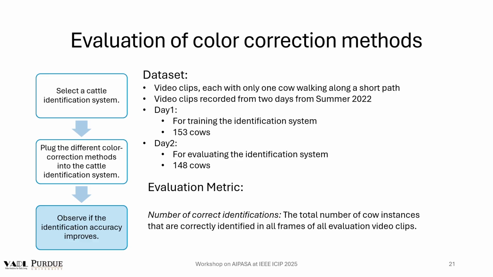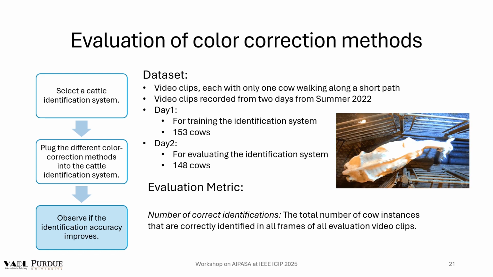We now discuss the dataset and evaluation metric that help us evaluate the color correction methods. The dataset has video clips, each with only one cow walking along a short path. These clips were recorded from 2 days of summer 2022. The video clips from the first day are used to train the identification system. These are of 153 cows. The video clips from the second day are used for evaluating the identification system. These have 148 cows. Example images from these clips are shown on the slide.